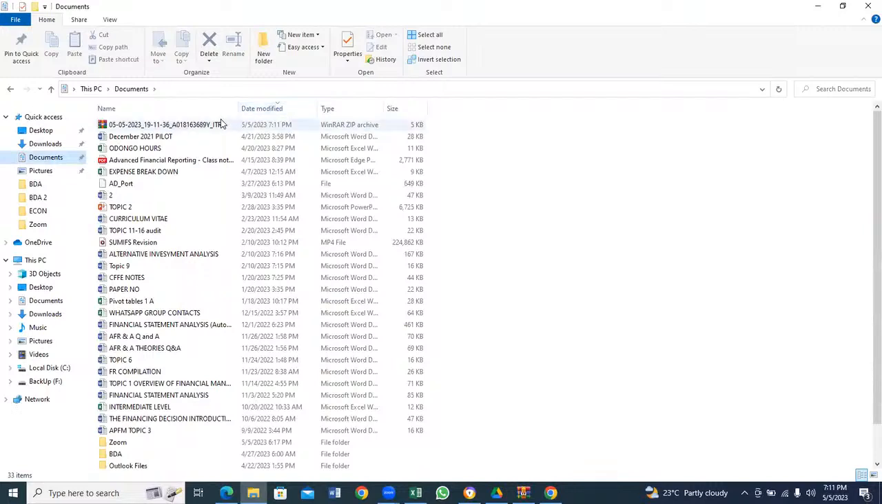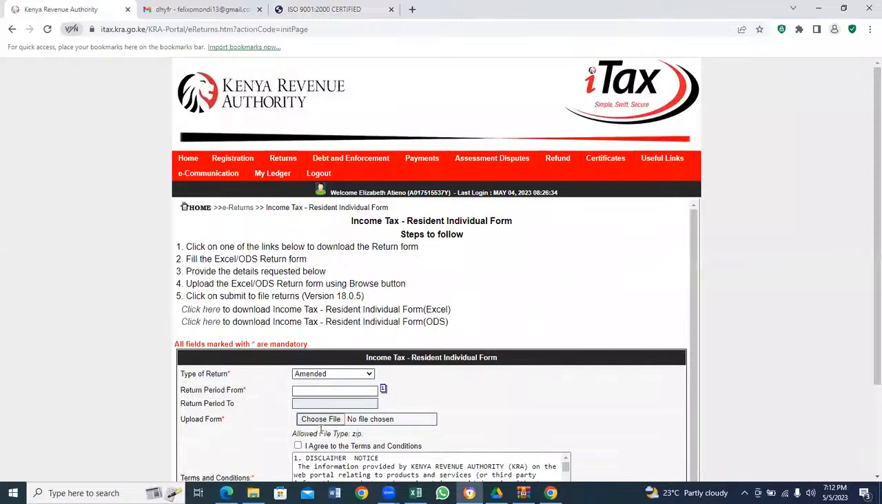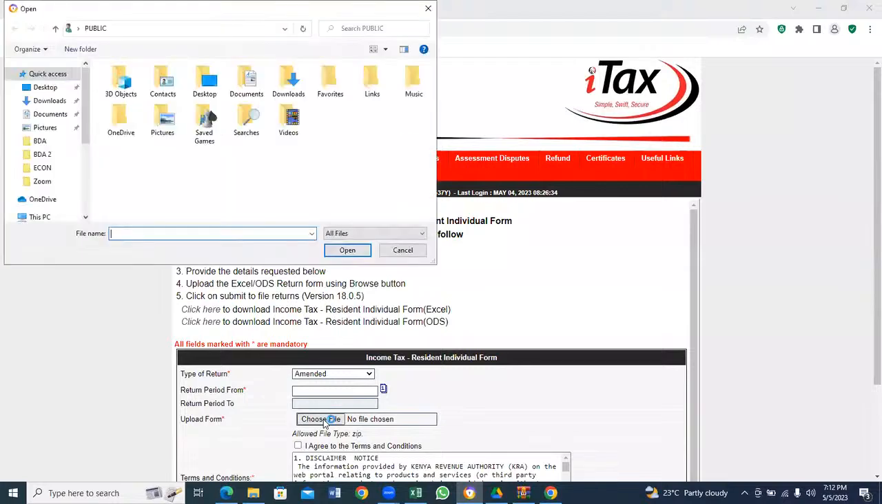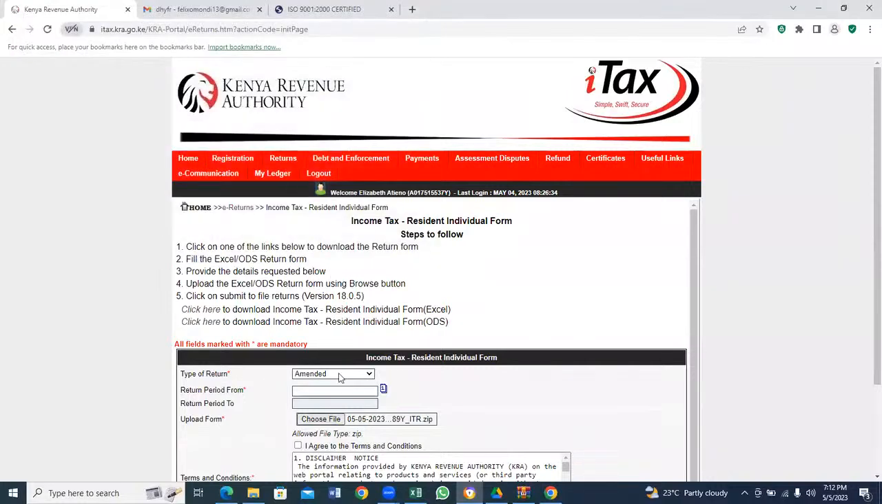You go back to where you logged into iTax, ambaye ni hapa. Then you choose that folder here. When you click choose file, you go to documents. Then you double click on it, itajileta hapa.